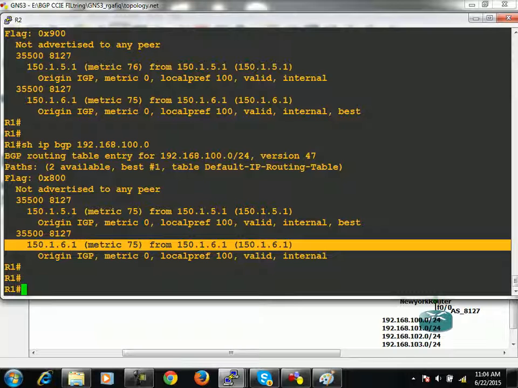This time R1 is having only and only IBGP neighbors, not EBGP neighbors. So this oldest path tiebreaker will work only when you are receiving prefixes from two different EBGP neighbors. But this time, of course, it will not take place, right? Next is what? Lower router ID. See, its best path is via R5. You can see here.